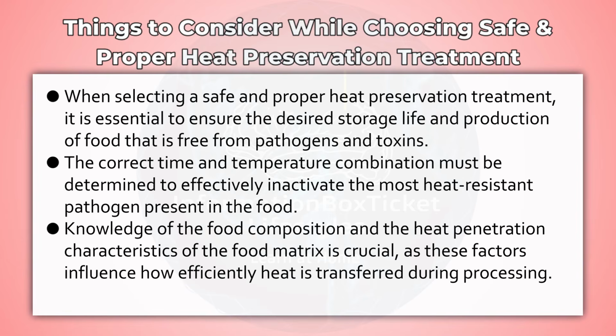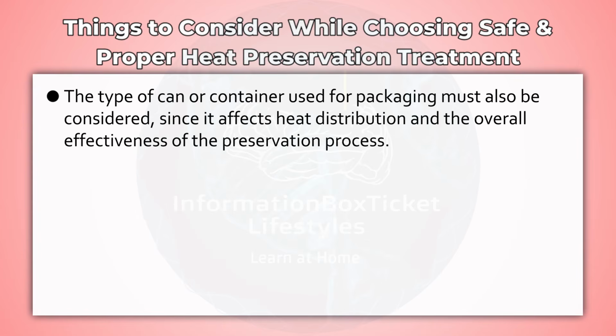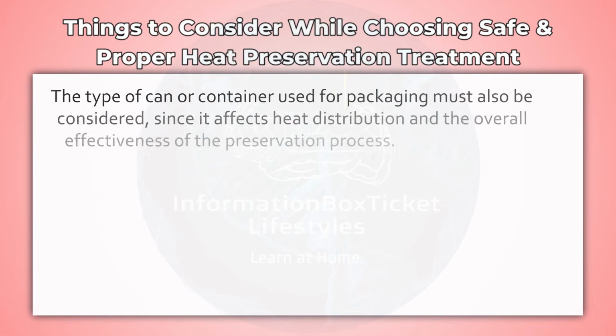Knowledge of the food composition and the heat penetration characteristics of the food matrix is crucial, as these factors influence how efficiently heat is transferred during processing. The type of can or container used for packaging must also be considered, since it affects heat distribution and the overall effectiveness of the preservation process.